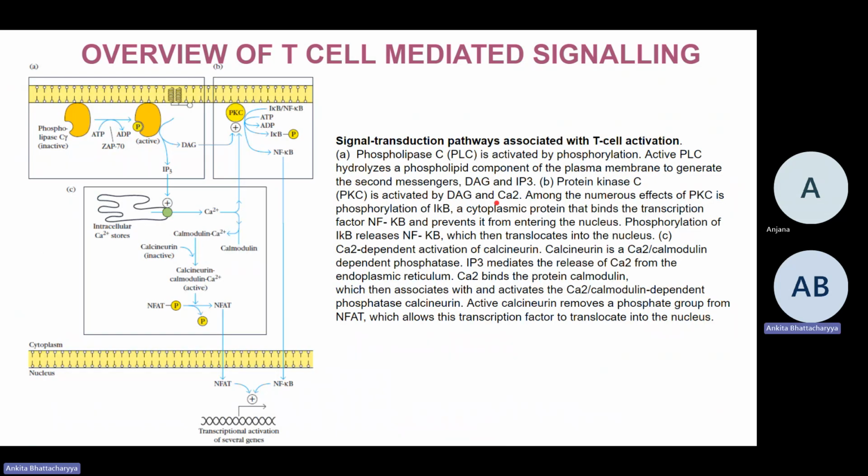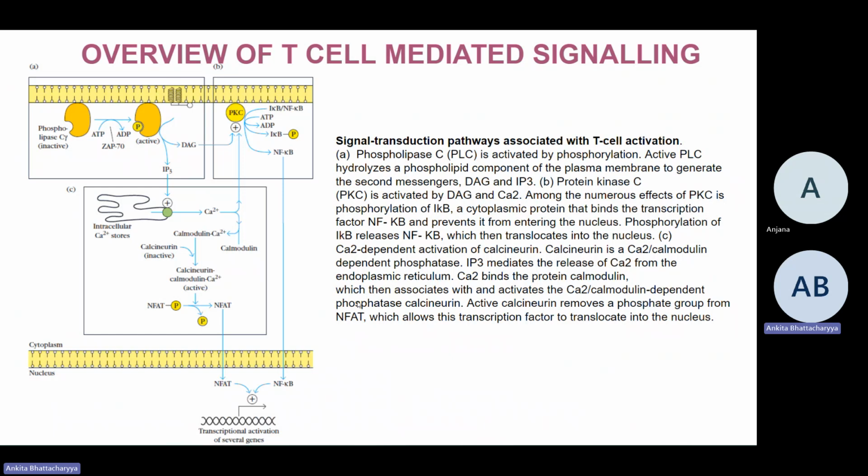Another signaling pathway that is triggered downstream, or that is associated with T cell activation, involves the phospholipase C pathway, which is the PLC pathway, and is activated by phosphorylation. Here you can see there is an inactive phospholipase C gamma, which is present at the cell surface. And the same scaffolding protein that we saw in the previous diagram, ZAP70, is also playing a role here. So when there is phosphorylation of this protein by ZAP70, what that leads to is activation of that protein, releasing the same two secondary messengers, IP3 and DAG, and they execute their own effects in different manners.